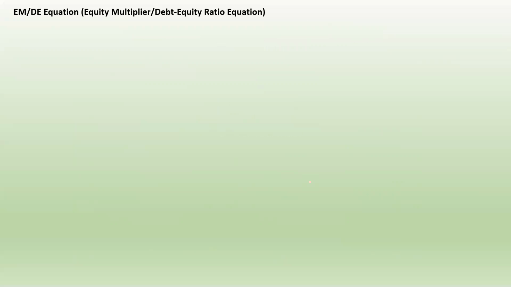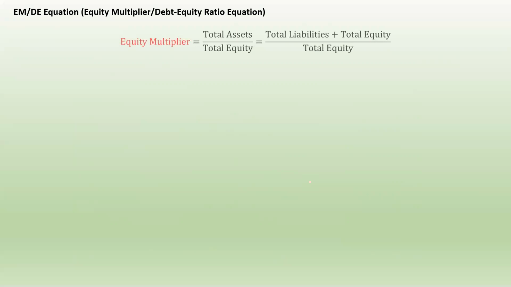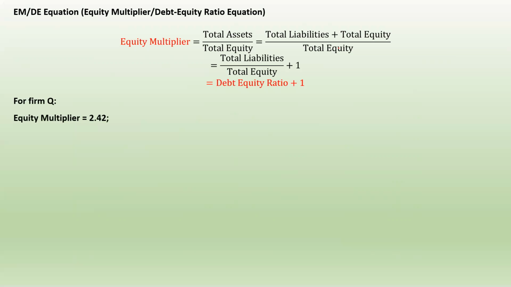Switching between equity multiplier and the debt equity ratio is also required. So equity multiplier equals total assets divided by total equity. We can rewrite total assets as total liability plus total equity, and separate that. The first term is total liability divided by total equity. The second term is total equity divided by itself, which equals 1. So equity multiplier equals debt equity ratio plus 1. For firm Q, equity multiplier equals 2.42 and debt equity ratio is 1.42. We found this relation holds: debt equity ratio plus 1 equals equity multiplier.